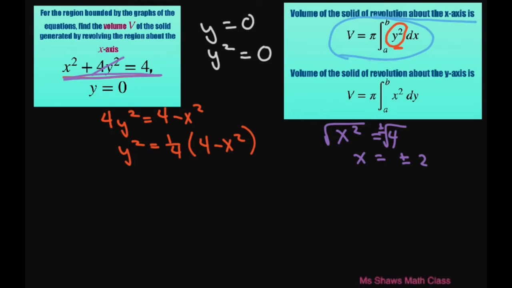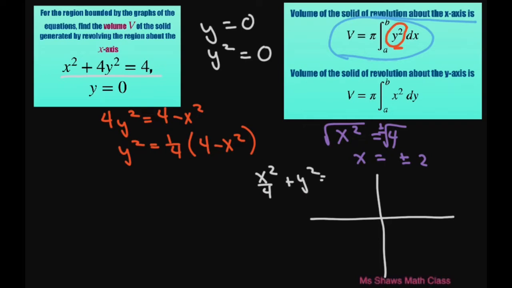And I'm going to go ahead and sketch this graph. This is an ellipse. If you divide each of the terms by 4, you're going to get x squared divided by 4 plus y squared equals 1, which I'll put over 1. So basically, it's centered at the origin. And you take the square root of 4, you go to the left 2, to the right 2.